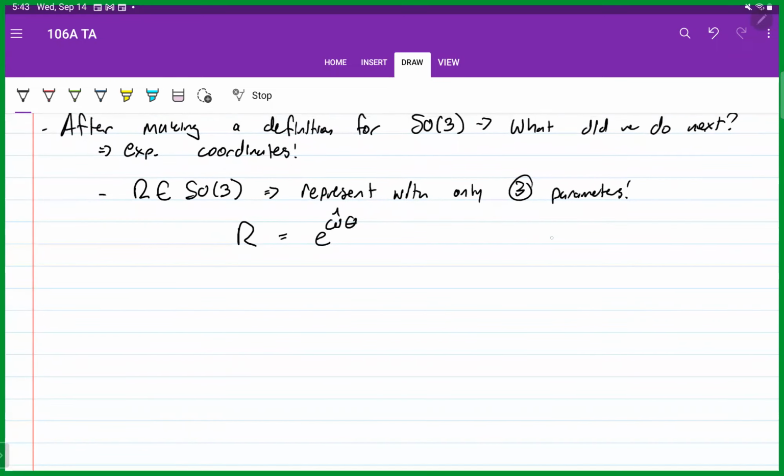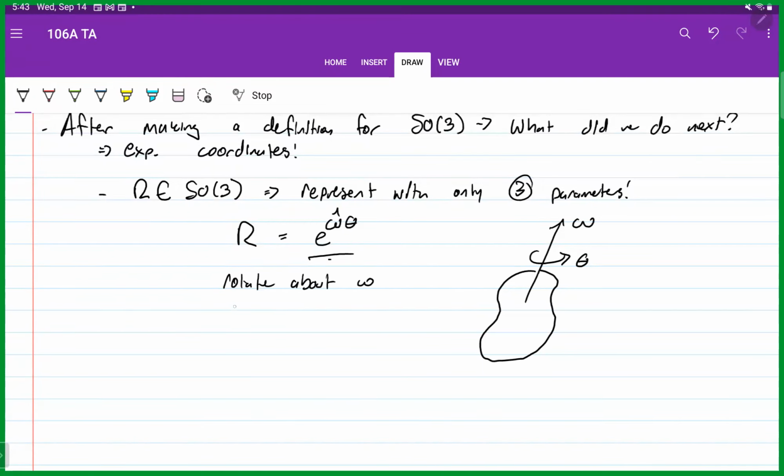Now, just to review what that means: if we have an axis of rotation omega like that, and we have this rigid body over here that's just rotating about this axis by an angle theta, the rotation is given by e to the omega hat theta. So it rotates about the axis omega by angle theta. That's what exponential coordinates did for us in the case of pure rotations.